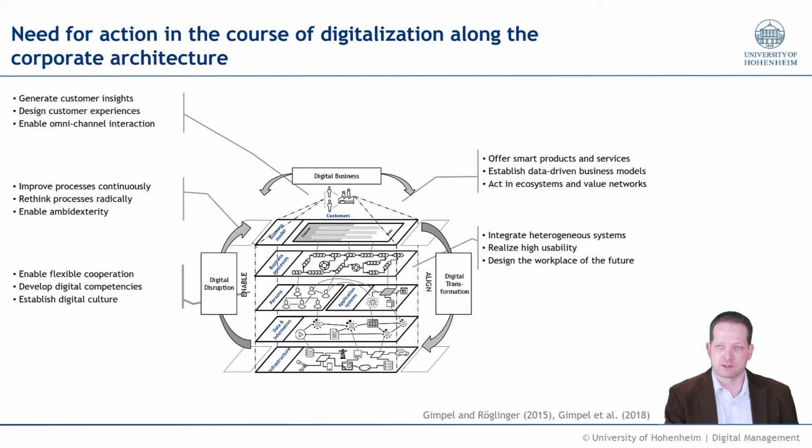Looking more at the persons, the employees, the big action fields are enabling flexible cooperation between these employees. You need that because you're in this VUCA world, the volatile, uncertain, complex, ambiguous world with a high pace of change. And there you don't need strict hierarchical organizations with different departments not interacting with each other, but you need the ability to flexibly generate cooperation in ad hoc teams to have support for agile processes and so on. So that's enabling flexible cooperation.